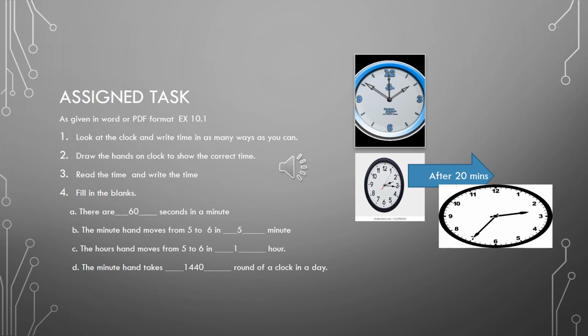ठीक है. मिनट हैंड की बात जब हम करेंगे तो वो कितने में मूव कर रहा होगा? 5 मिनट्स में मूव कर रहा होगा from 5 to 6. But the hour hand moves from 5 to 6 in dash hour. लेकिन जब आवर हैंड की बात करेंगे तो हाँ, वो कितने घंटे में एक जगह से मतलब from 5 to 6 जा रहा होगा? एक आवर में जा रहा होगा ना. Yes. Now the D, the most important and the most critical one. The minute hand takes dash rounds around the clock in a day.